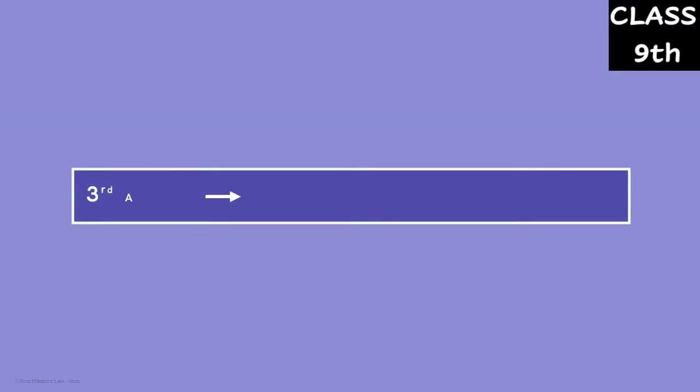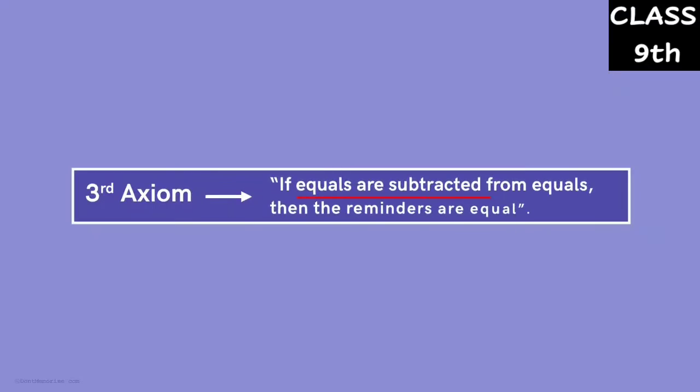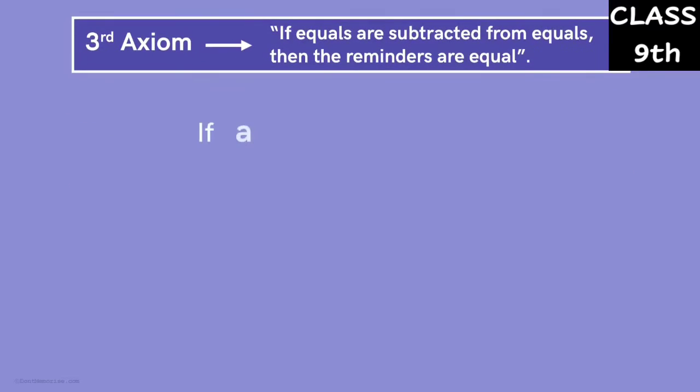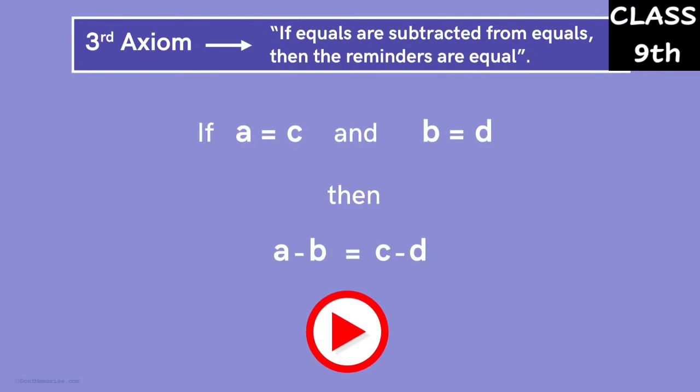The third axiom says that if equals are subtracted from equals, then the remainders are equal. Similar to the second axiom, if a quantity A is equal to C and quantity B is equal to D, then A minus B will be equal to C minus D. We will explain the remaining 4 axioms in the next part of the video.